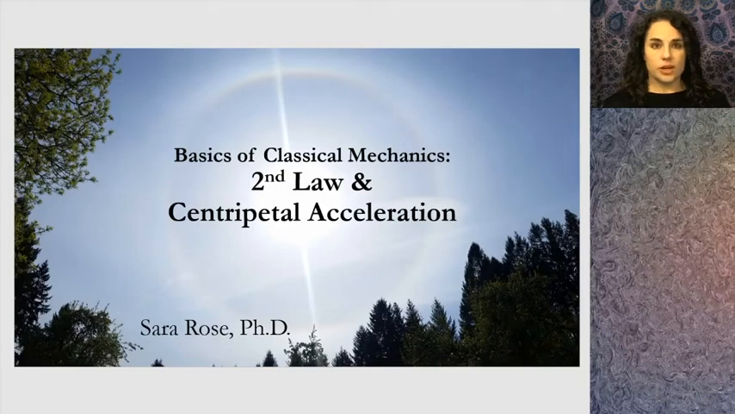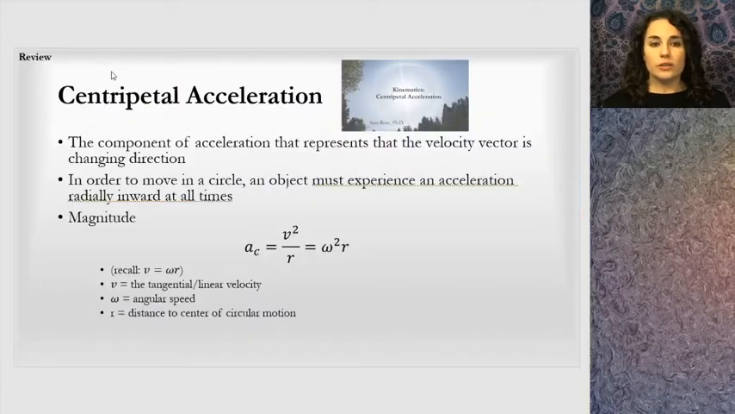This is a lesson on how to incorporate centripetal acceleration into classical Newtonian force analysis. Just as a reminder, centripetal acceleration arises when something is moving in circular motion. Because the velocity vector is changing, there must be an acceleration. The magnitude of this acceleration is given by this equation, v squared over r. Remember, v is the tangential or linear velocity at a certain point.